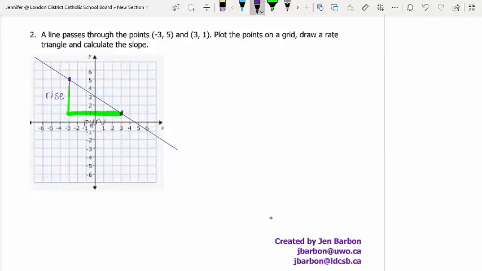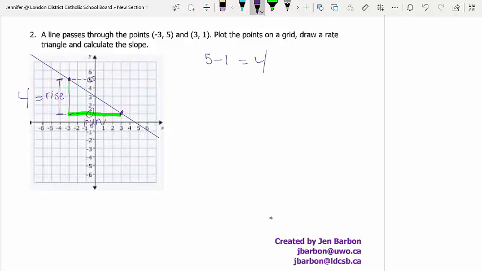Okay, now we need to figure out what the distance of the rise is and what the distance of the run is. So let's start with the rise. So the rise is the distance from here to here. Okay, so it starts at 5, and then it drops down to 1. What is the difference between 5 and 1? Okay, and it's going to be 4. So the rise here is 4.